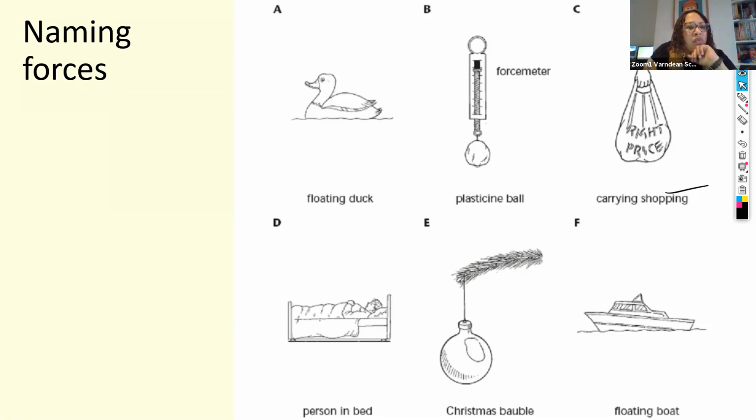All of these things have forces on them. And Miss Stein wanted to know, how much do you know already about naming forces? Can you write onto your piece of paper that you should have with you, before we go through it, any of the objects? So if you pick the floating duck, just write letter A and think about the forces that are acting on the floating duck.